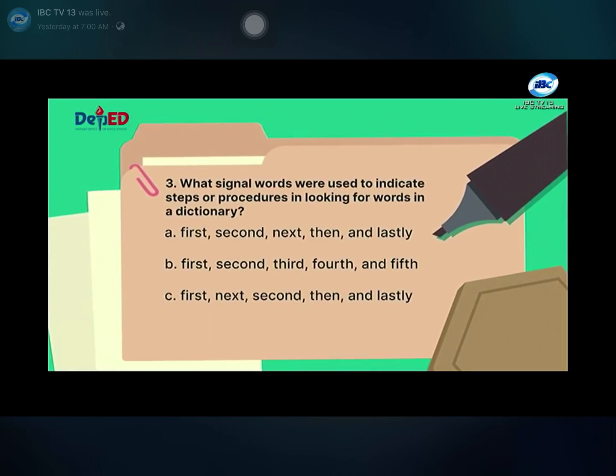Number 3, what signal words were used to indicate steps or procedures in looking for words in a dictionary? Letter A, first, second, next, then and lastly. Letter B, first, second, third, fourth, and fifth. Letter C, first, next, second, then, and lastly.